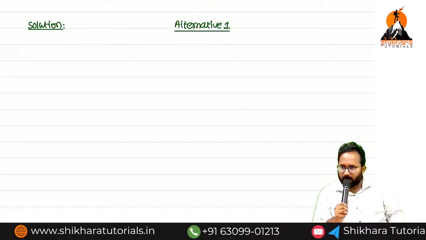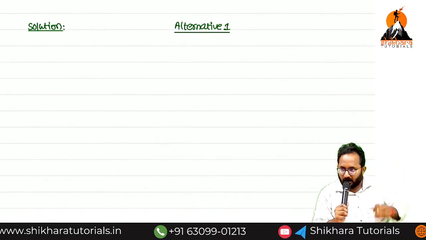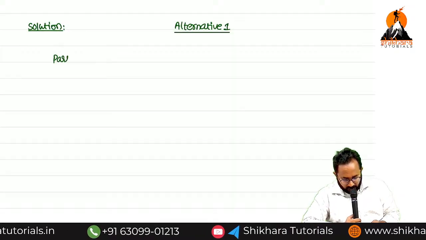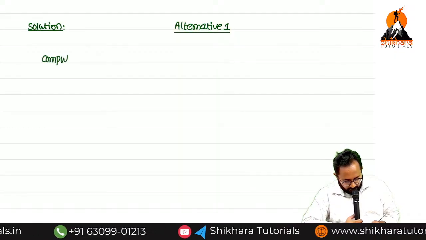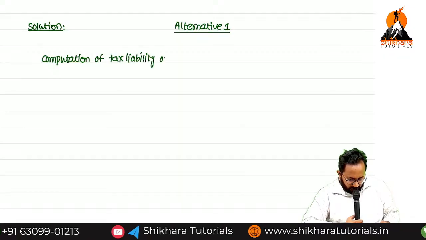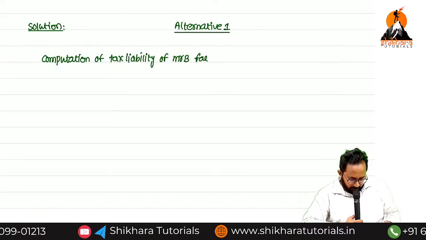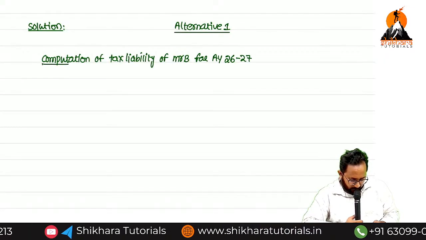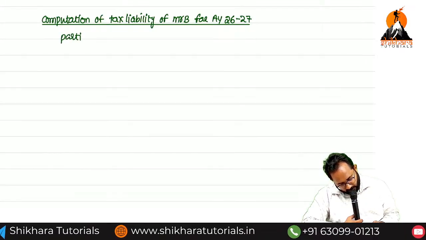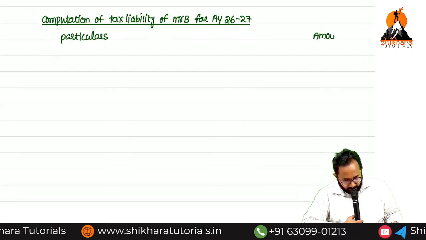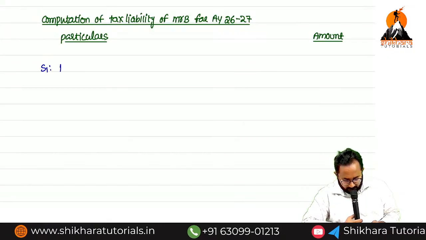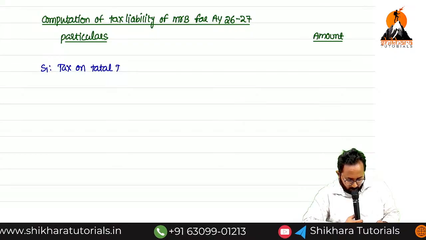First alternative: tax liability we can calculate by using the marginal relief related steps. Already we know how many steps, ma? 4 or 5? 4. First one, yes, one by one we can calculate. So, computation of tax liability of Mr. B for assessment year 26-27. Basic declaration we have to do: particulars, and next one, amount. Step 1, please tell me, tax on total income including surcharge. Am I right?